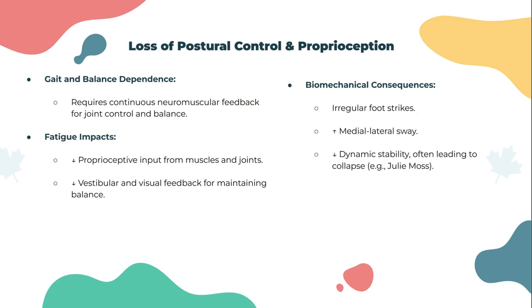Loss of postural control and proprioception. Maintaining posture during gait relies on neuromuscular feedback. Proprioceptive input from muscles and joints decreases, and vestibular and visual balance systems degrade. This results in irregular foot strikes, increased medial-lateral sway, and loss of dynamic stability. These symptoms are evident in dramatic Ironman finishes like Julie Moss's, where athletes lose control of their legs and fall repeatedly.